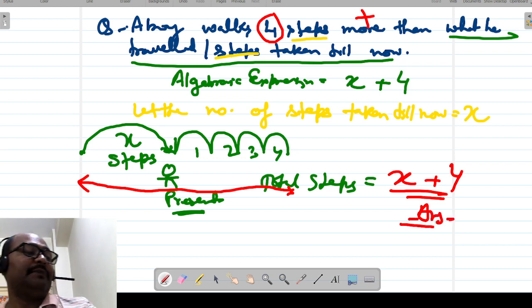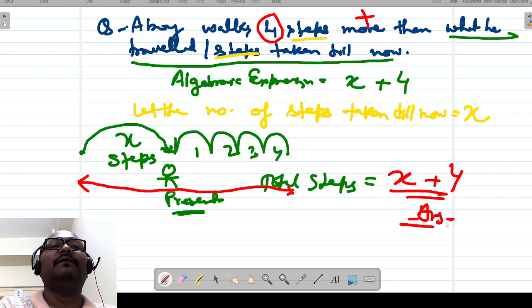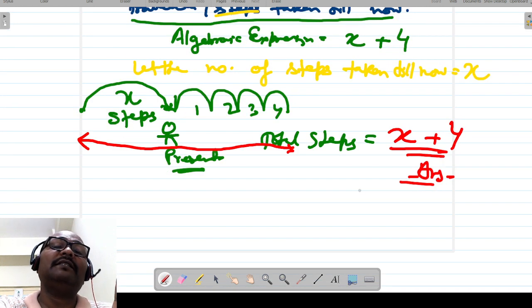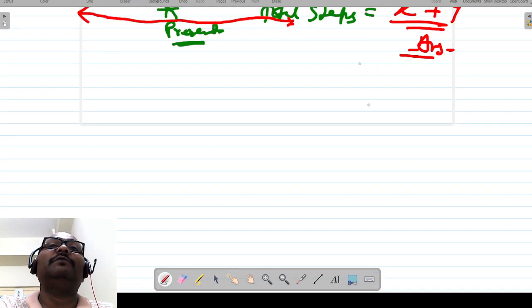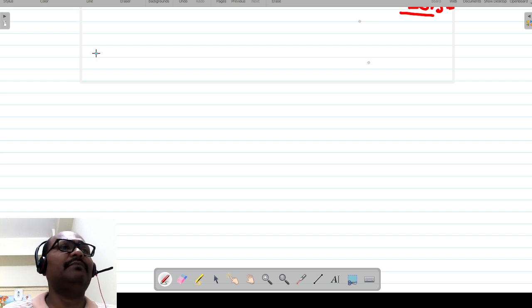These are the basic steps which we can discuss over here, and I hope you are able to understand the basic concept of x. What is this x, and what value is this x putting in the algebraic expressions? It's important. We'll take another example.